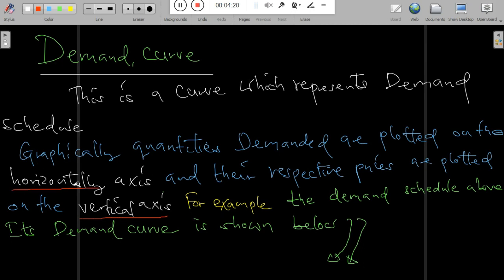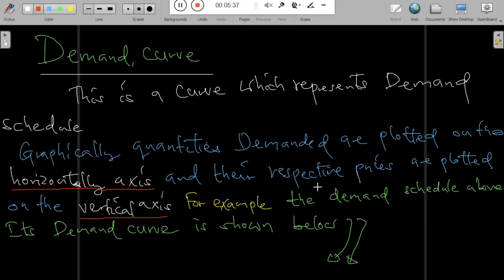Let's discuss a little about the demand curve. The demand curve is a curve which represents the demand schedule. If you want to present the demand schedule, you use a demand curve. Graphically, the quantity demanded is plotted on the horizontal axis, and the respective prices are plotted on the vertical axis. For the demand schedule above, let's observe the demand curve here. We have the price on the vertical axis and the quantity on the x-axis.